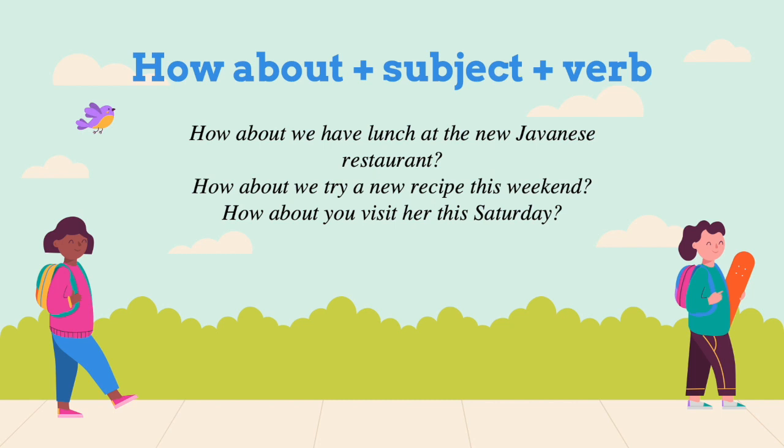How about could also be used with subject and verb. These are the examples of using how about with subject and verb. How about we have lunch at the new Japanese restaurant? How about we try a new recipe this weekend? How about visit her this Saturday?